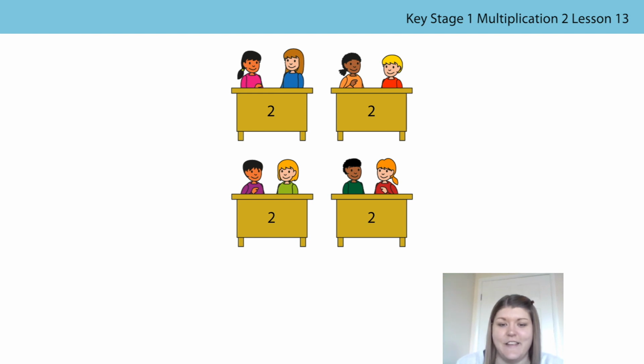Let's have a look. I wrote 2 plus 2 plus 2 plus 2. Is that what you wrote too? Excellent. But I know there's a quicker and more efficient way of writing it. Could you write that down for me as well? Let's have a look at what I've written. 4 times 2. 4 groups and 2 in each group. 4 2s. Well done.